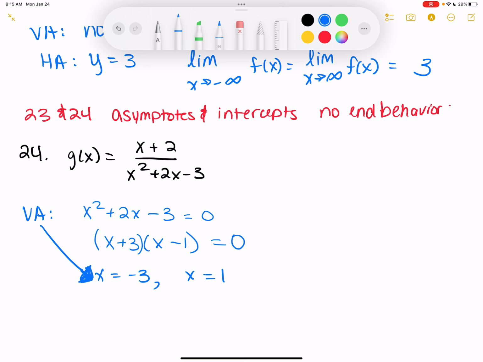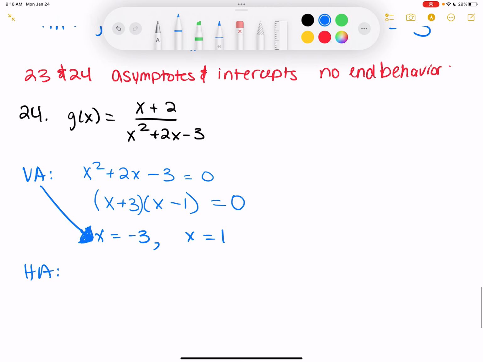What is your horizontal asymptote? Bigger on bottom, none. No, wait, that's bigger on top. Never mind. Y equals 0.